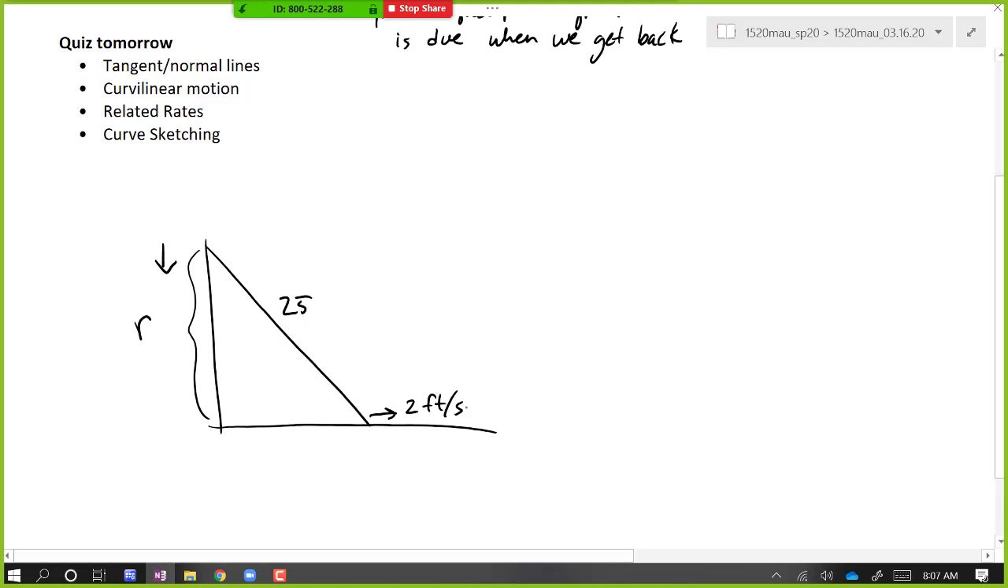Was your question specifically about part B or parts A and B? Part B. Okay, consider the triangle formed by the side of the house, the ladder, and the ground. Find the rate at which the area of the triangle is changing when the base of the ladder is 7 feet from the wall. Okay, great. They call the vertical side R. We have a nice right triangle here, and we know the hypotenuse is always 25. So using Pythagoras, the length along the bottom is the square root of 25 squared minus R squared.